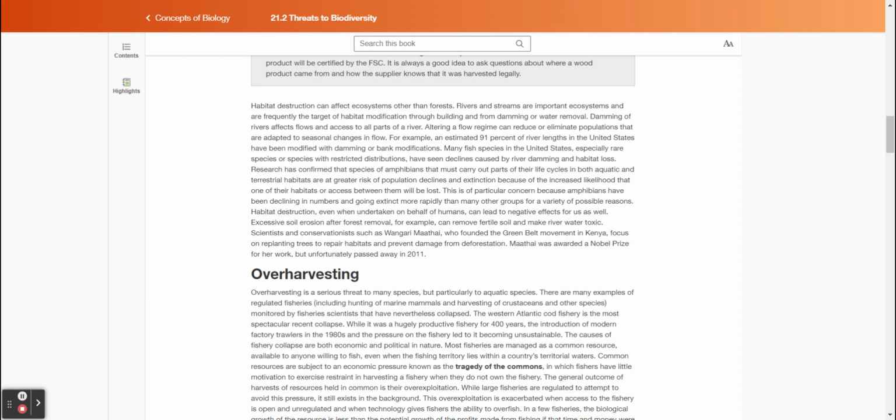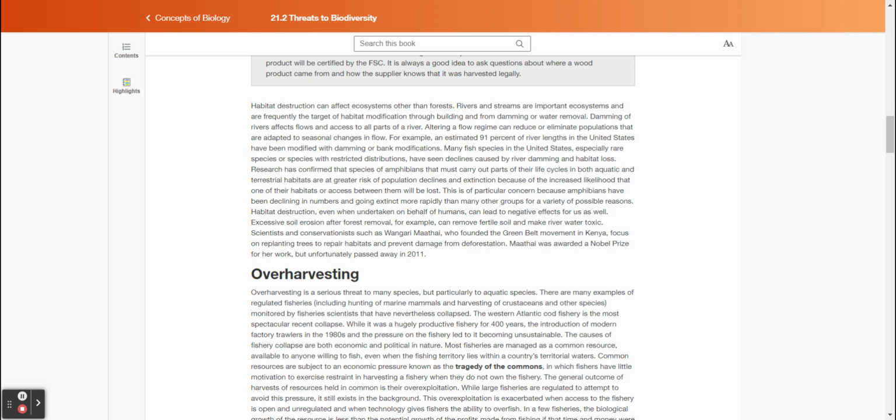Habitat destruction can affect ecosystems other than forests. Rivers and streams are important ecosystems and are frequently the target of habitat modification through building and from damming or water removal. Damming of rivers affects flows and access to all parts of a river. Altering a flow regime can reduce or eliminate populations that are adapted to seasonal changes in flow.